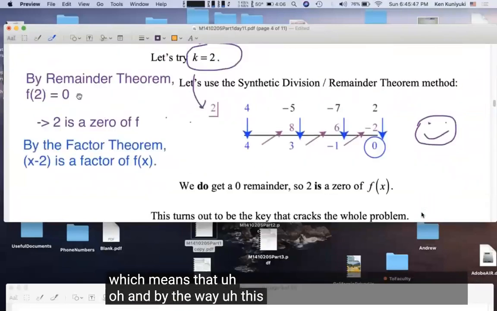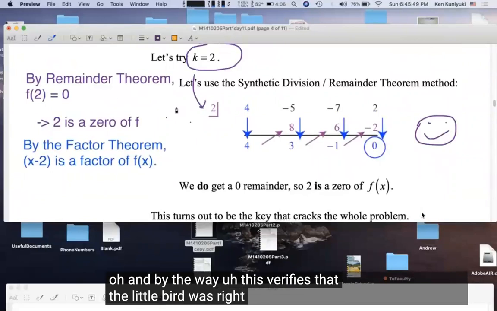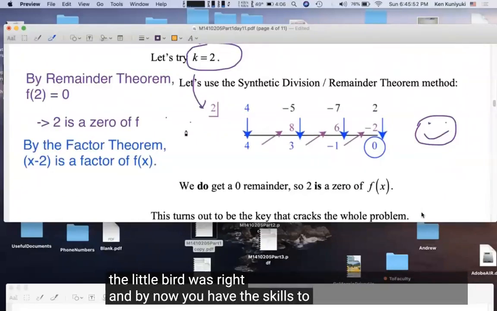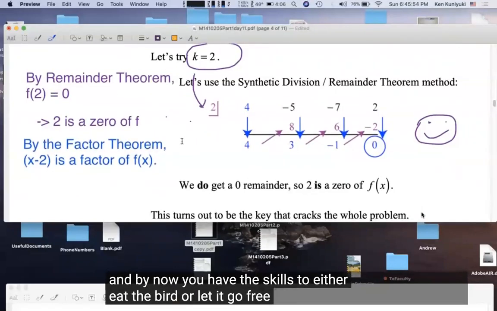oh, and by the way, this verifies that the little bird was right. And by now you have the skills to either eat the bird or let it go free. Maybe you're vegan.